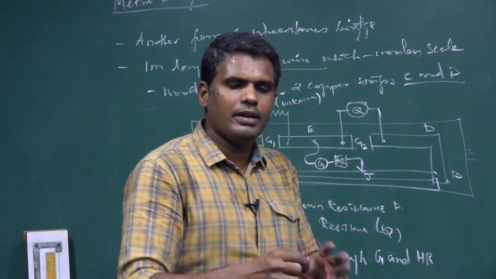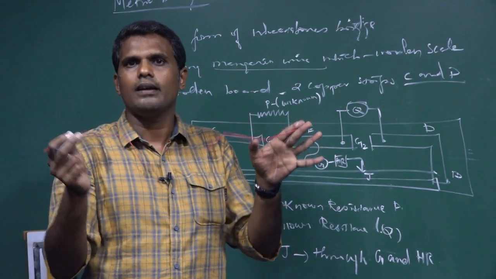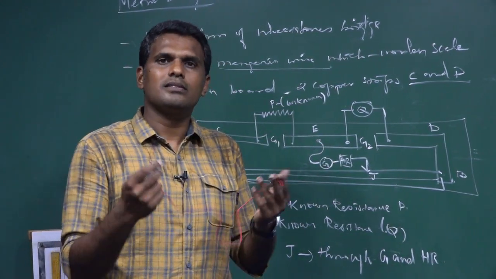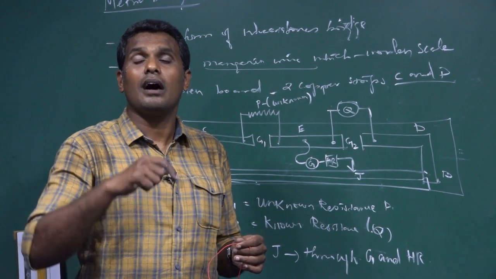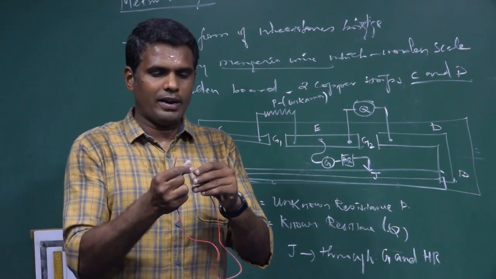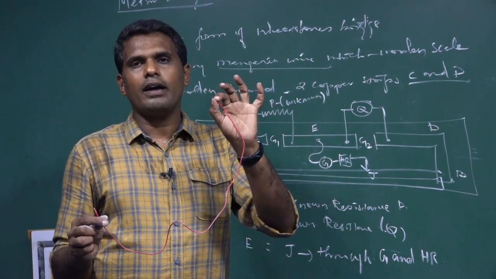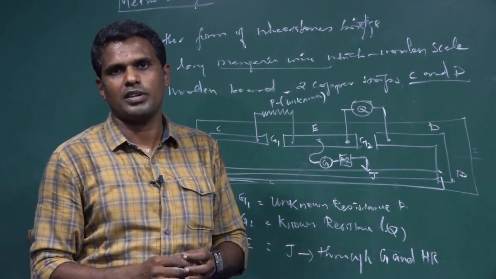Unknown resistance can be any wire, any material wire. I'm just showing you a wire here. The material wire will be given. That is the experimental wire whose resistance has to be determined. Also, whose specific resistance must be determined. I'm showing you a copper wire here. This material wire's resistance has to be determined with the help of a meter bridge circuit.